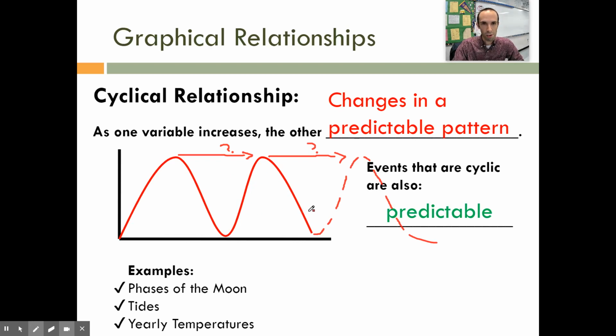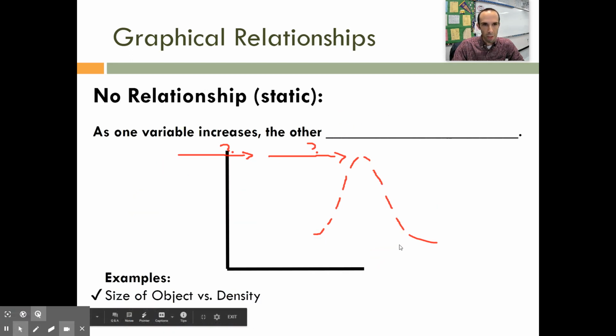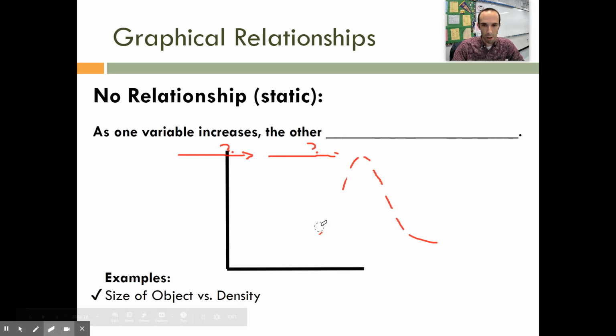So there's lots of cyclical relationships, and I figured I'd give you a few there to copy down. All right, so with that, there's one more. Let me just erase this, get rid of all of my drawing on here. So the last type of relationship is what we call a static relationship, or a no relationship.